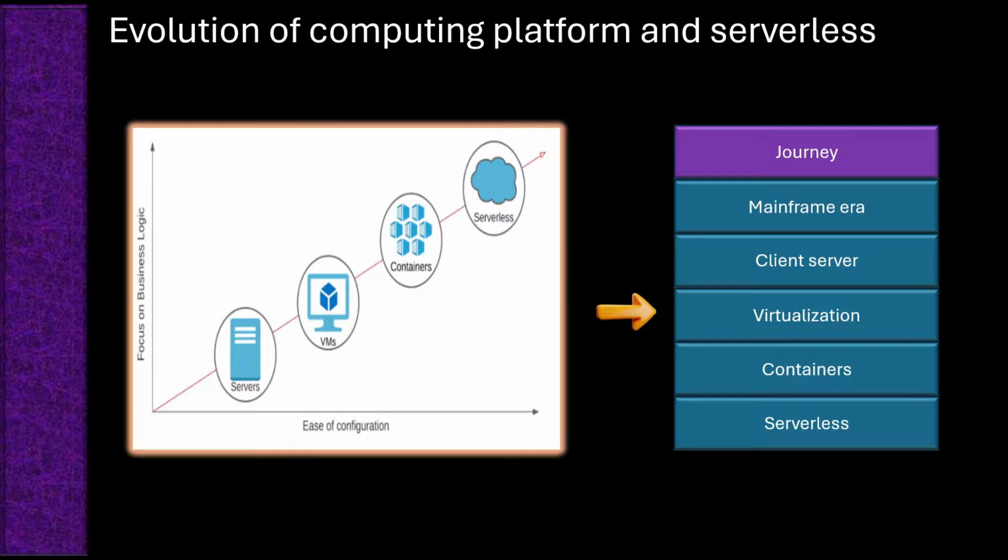Then came the 2000s and it was a game changer. We got virtualization and cloud computing. Virtualization was like magic, letting us run multiple virtual machines on a single physical server. That means better resource use.